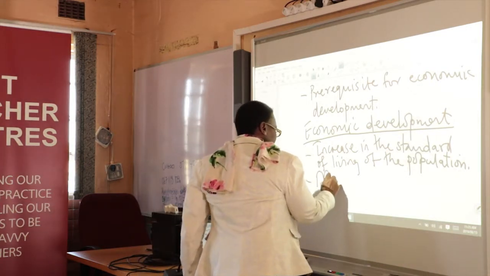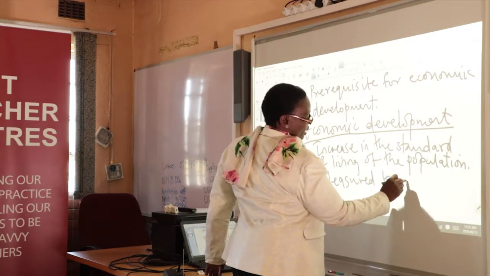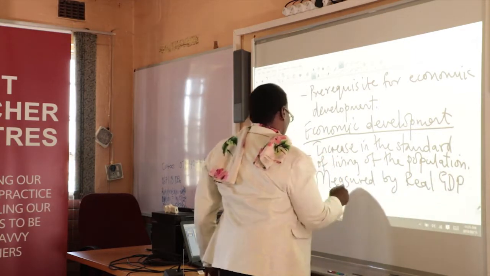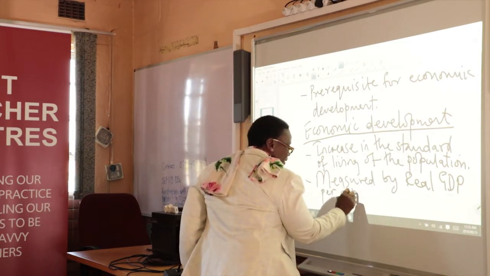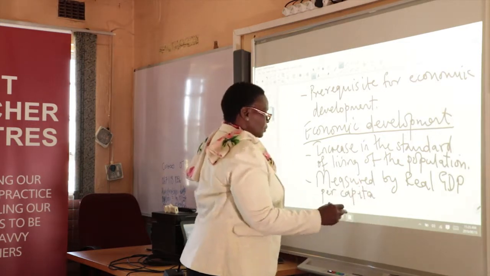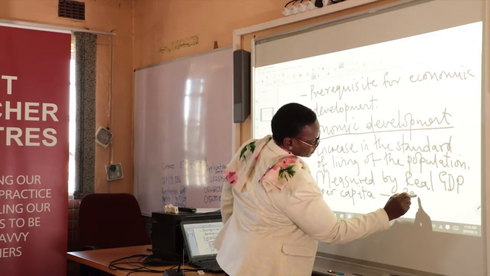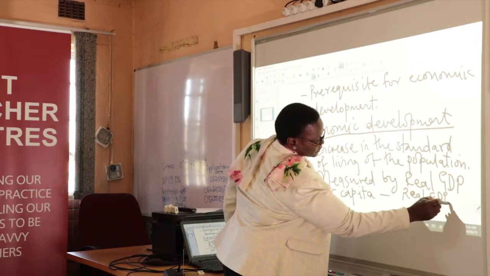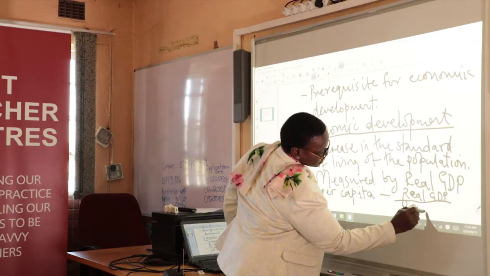So this is measured by real GDP per capita, which means per person or per head, which is real GDP divided by the population size.